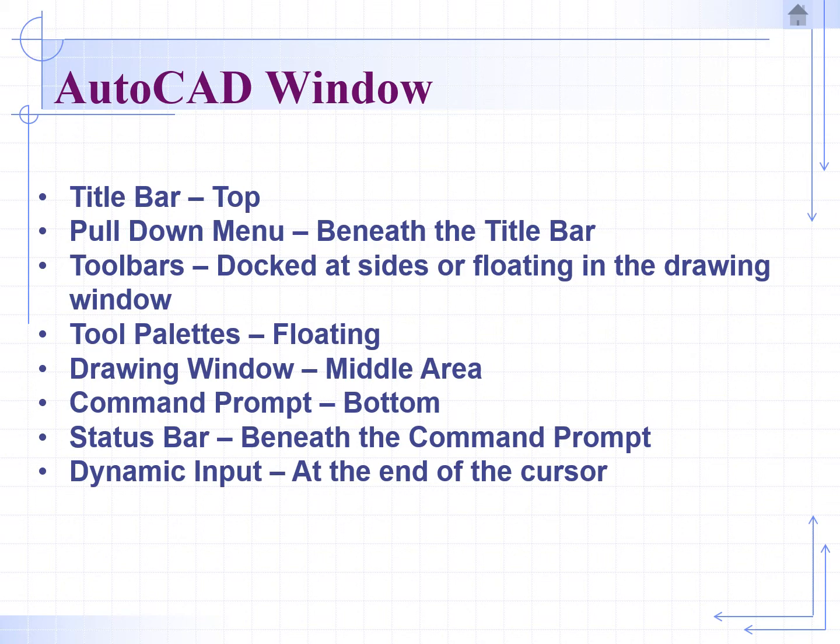Your drawing window, which is the main area, is going to be in the middle. Your command prompt is at the bottom. This will tell you if you're actually in a command. You can also type in a command. So if you wanted to do line, you could type it in at the bottom of your AutoCAD screen. The status bar is beneath the command prompt, and then your dynamic input will be at the end of the cursor if you have that enabled.